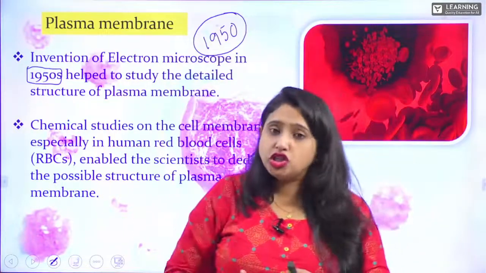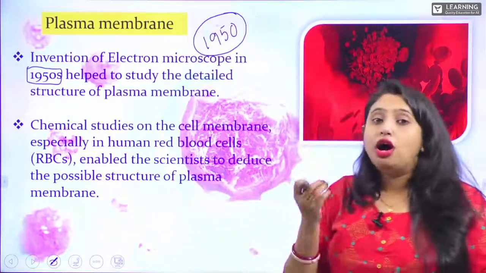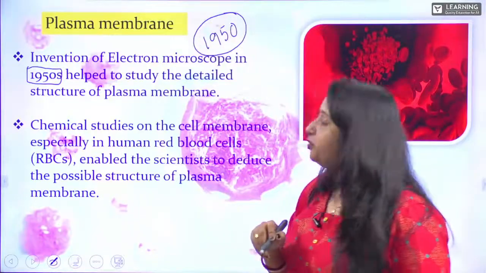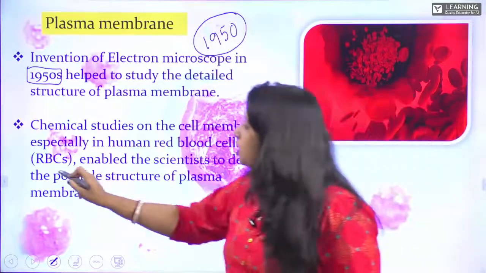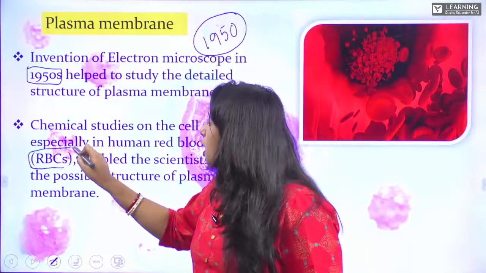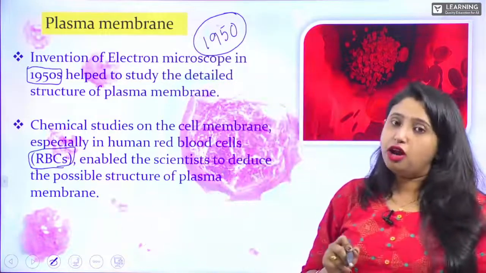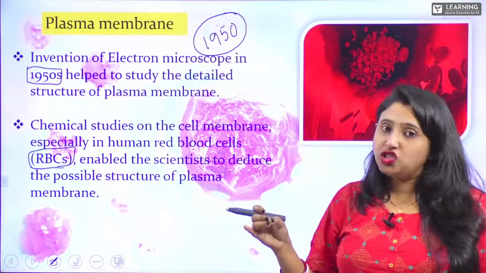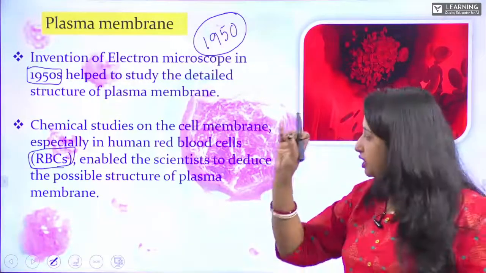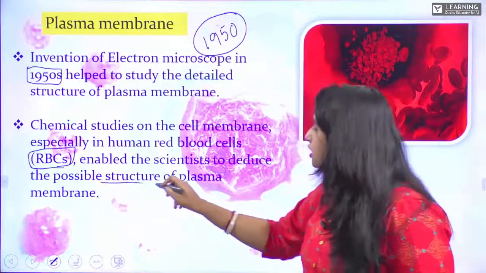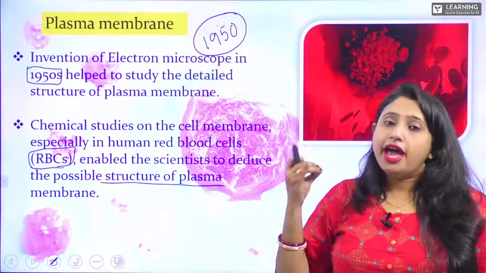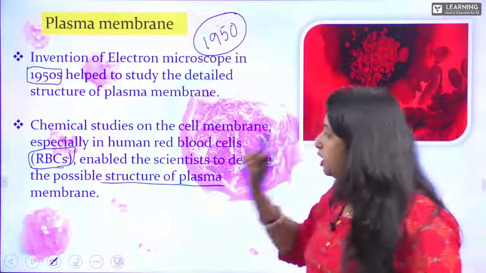After that, the study of the RBC cells revealed the chemical composition of the plasma membrane, that is, what chemicals it is made up of. So the chemical study on the cell membrane was done on the RBCs. Scientists could find out that the plasma membrane is made up of protein, lipids, and carbohydrates, and they could make out the actual structure of the plasma membrane.